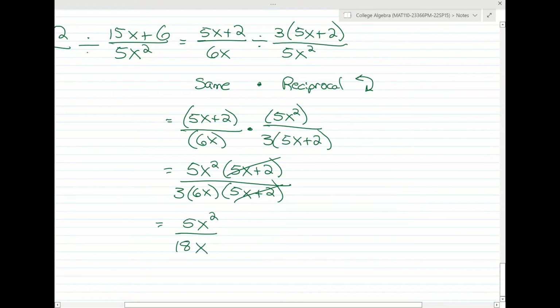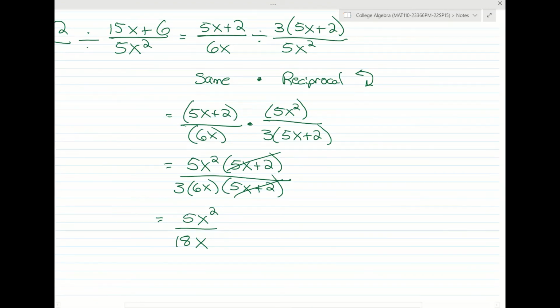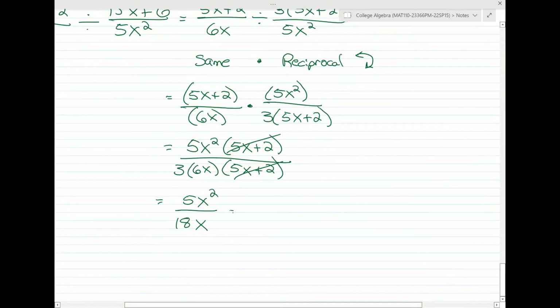Something else we can do though? Take out an x from the top. And an x from the bottom. It's just 5x over 18.